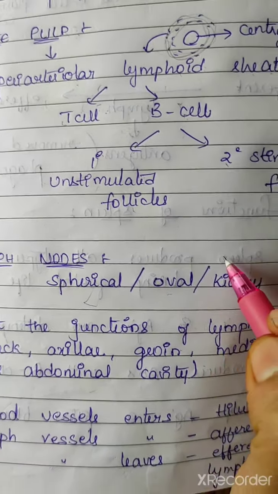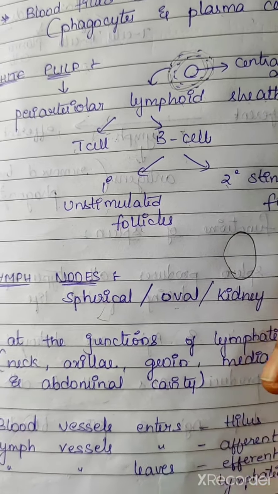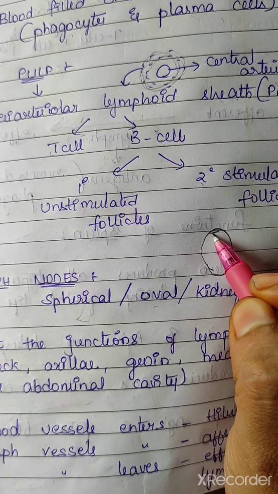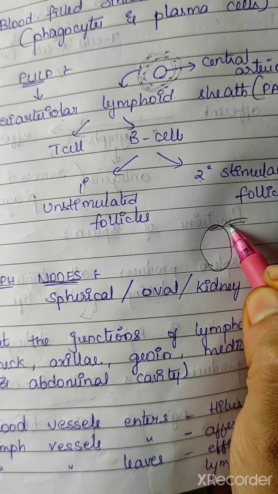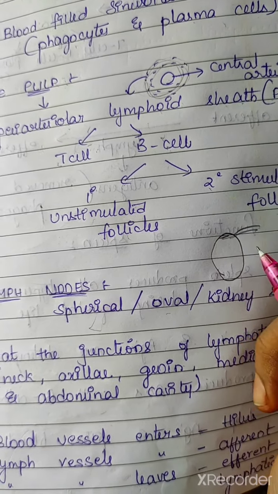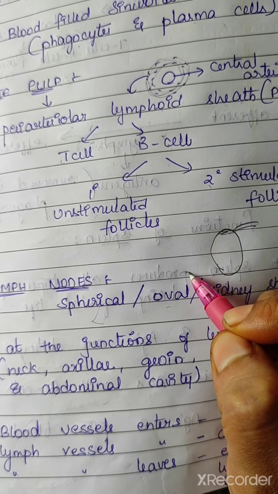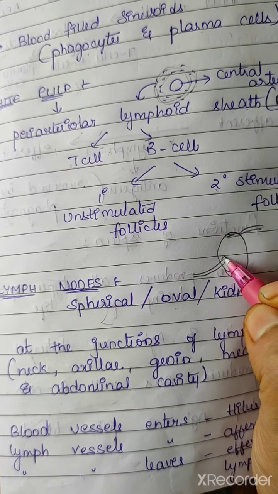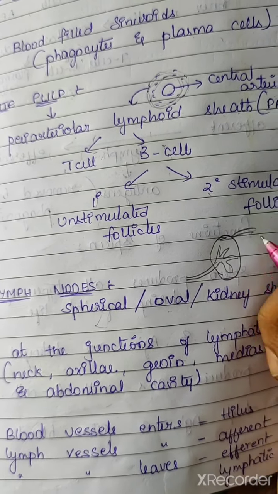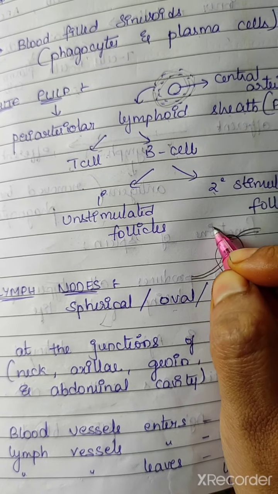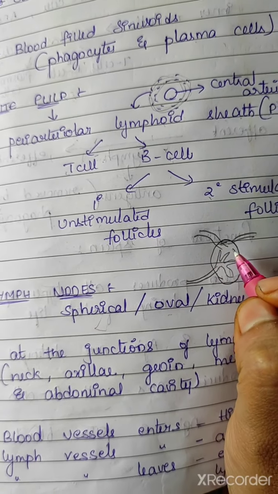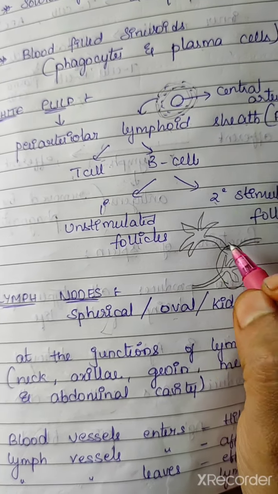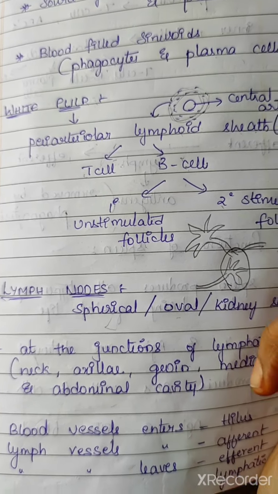If this is a lymph node, and this is one end, that is the hilus part. Blood vessels enter here, and afferent vessels will be bringing the lymph to the lymph node, and efferent vessels will be taking out the lymph, meaning filtered lymph will be taken out through the efferent vessels.